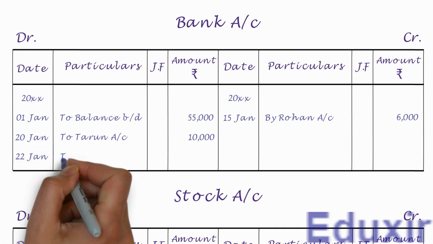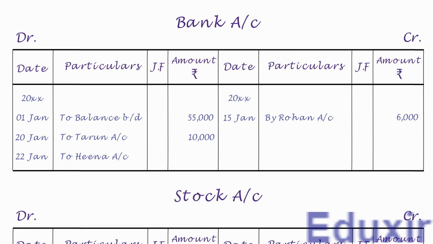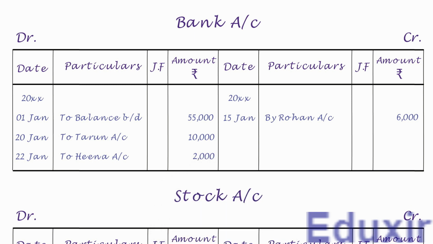We need to write to Hina account into the particulars column. Let us write the debit amount of 2000 rupees into the amount column. With that, we have completed the posting of this journal entry into the bank account. Let us now take up the next entry.